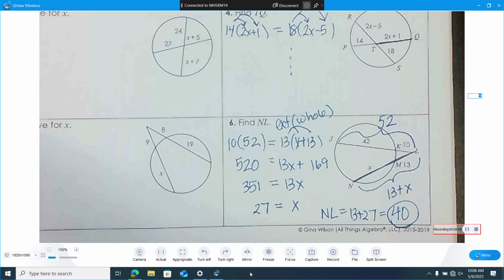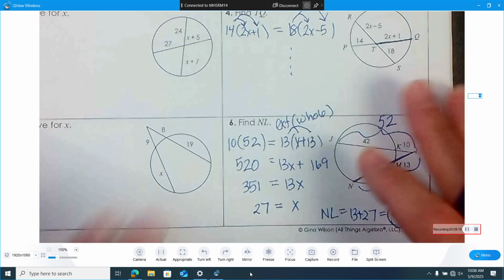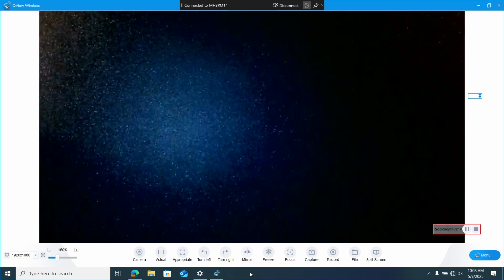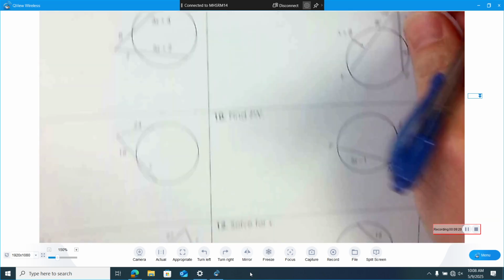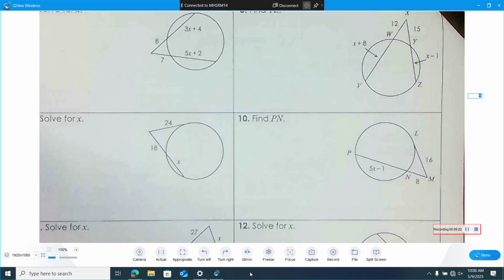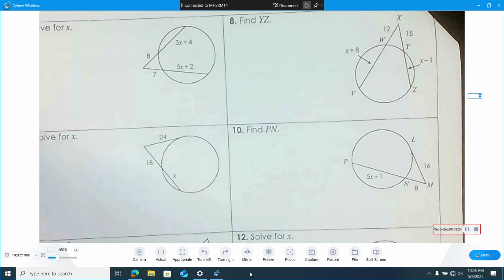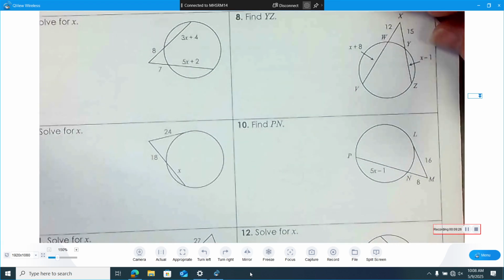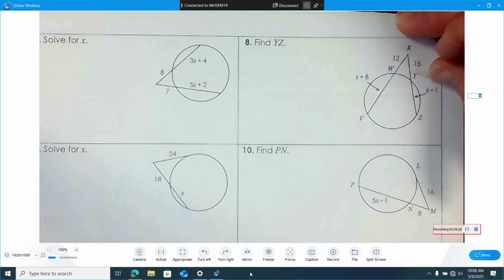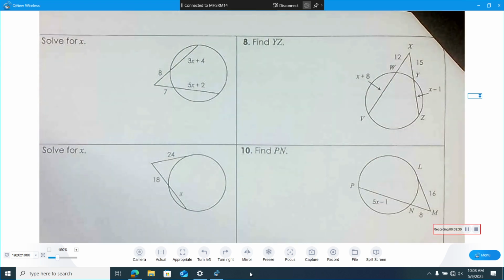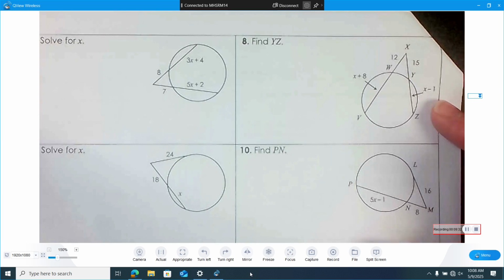Okay. Questions so far? Are you pretty good? Pretty good? All right. All right, let's turn the page. And let's look at number 8.